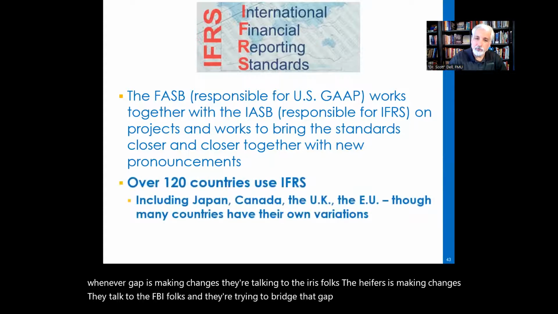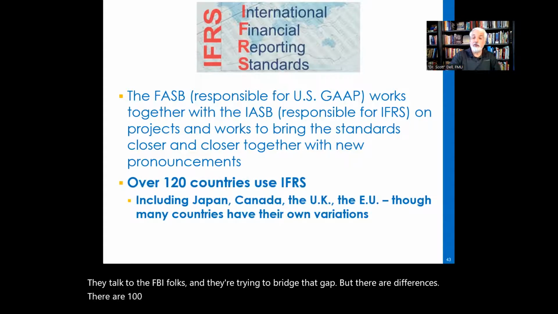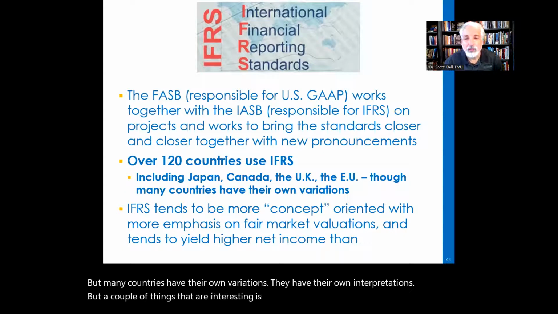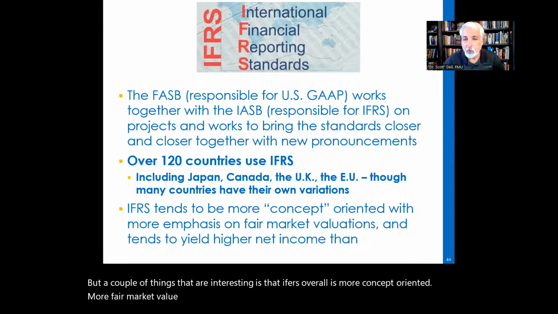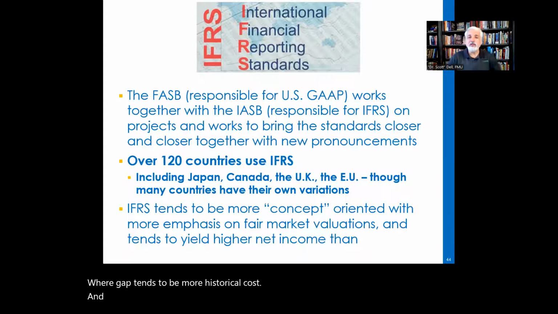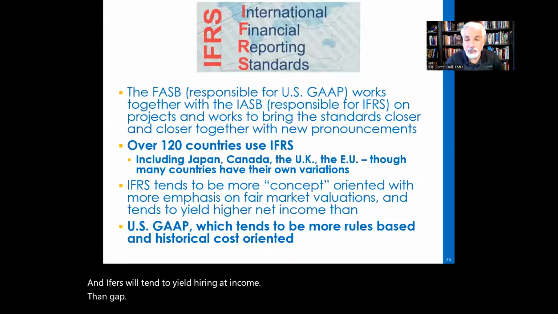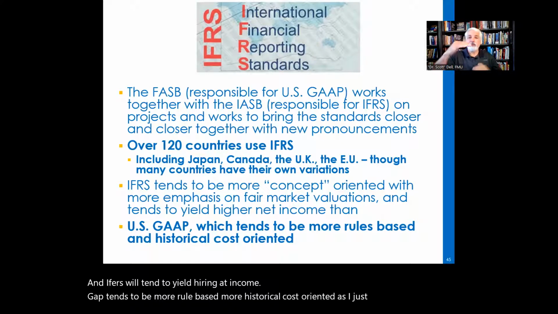But there are differences. There are 120 countries that use IFRS, including Japan, Canada, UK, the European Union. But many countries have their own variations. They have their own interpretations. But a couple of things that are interesting is that IFRS overall is more concept-oriented, more fair market value-oriented, where GAAP tends to be more historical cost. And IFRS will tend to yield higher net income than GAAP. GAAP tends to be more rule-based, more historical cost-oriented, as I just mentioned. So historical cost versus market.